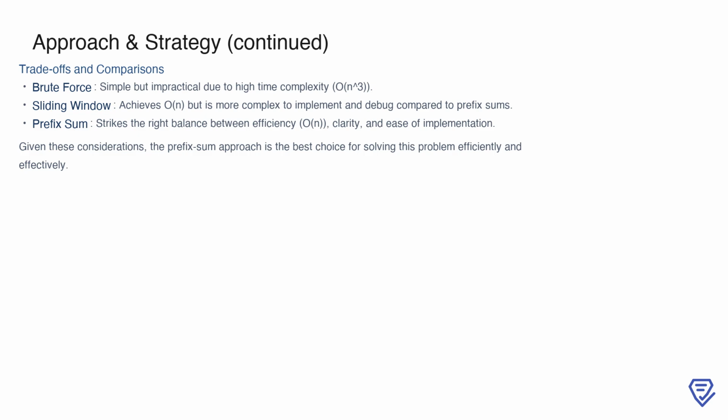In contrast, the prefix sum approach stands out because it achieves the same O(n) efficiency while being much simpler to implement. It strikes the right balance between clarity, performance, and ease of use, making it the most effective choice for this problem. By leveraging the problem's constraints and focusing on the key insight of dividing the total sum into 3 equal parts, the prefix sum method provides an elegant and reliable solution.